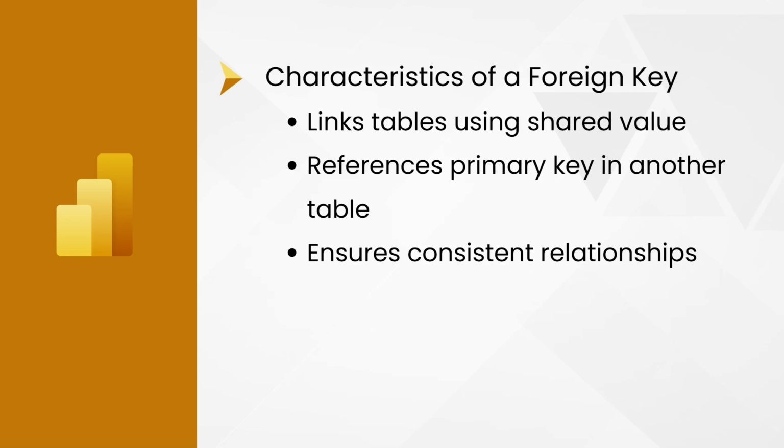Here are the key characteristics of a foreign key. Link tables. The main purpose of a foreign key is to link two tables together based on a shared value. Dependent on primary key. A foreign key references the primary key in another table. This means it must match an existing primary key value or be null, depending on the database rules. Maintains data integrity. Foreign keys help maintain data integrity by ensuring relationships between tables are consistent and valid.